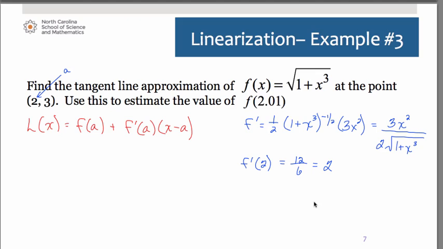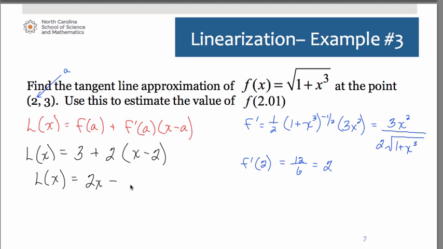So now we have everything that we need to substitute into our linearization. We then would have L of x is equal to f of 2, remember that's just the function value, so that's 3, plus f prime of 2, that was 2, times the quantity x minus 2. Simplifying, we get 2x minus 1. And that's the linearization for this square root function, close to the point (2, 3). Now we wanted to use that to estimate the value of f of 2.01.